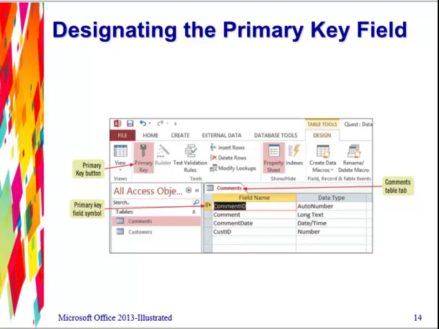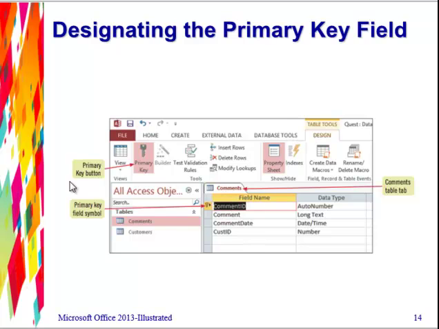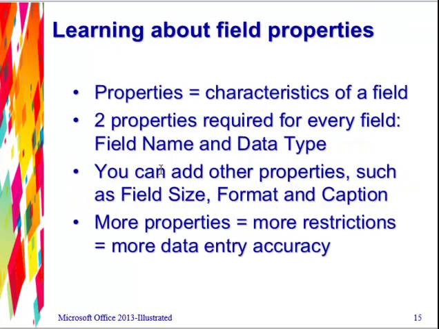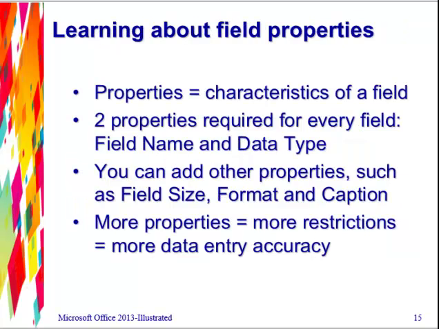Field properties vary. The properties, like I said a minute ago, and we've talked about before, are the characteristics of the field. Two properties are required for every field. You need to give the field a name, which would be the title at the top. If we go back to the slide, you'll see the title at the top is a field name. And then a data type, which is whether it's a number, short text, long text, whether it's got a specific format, date, time, etc.